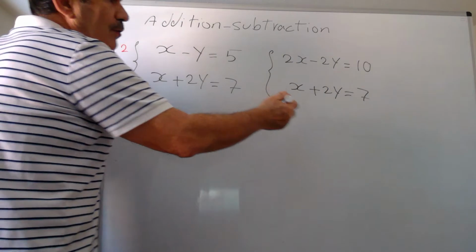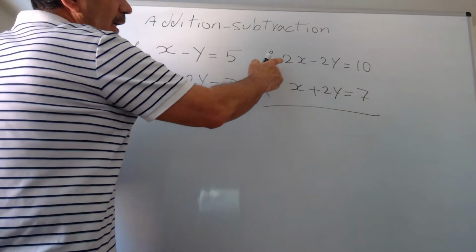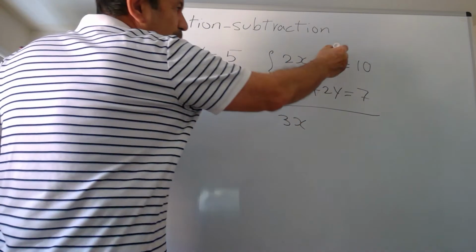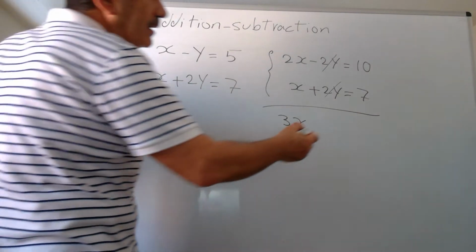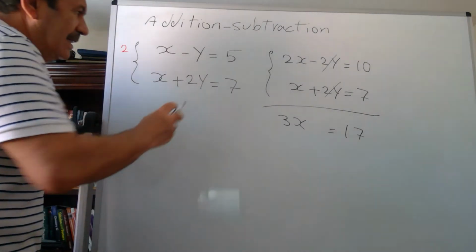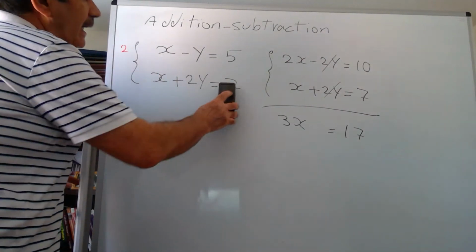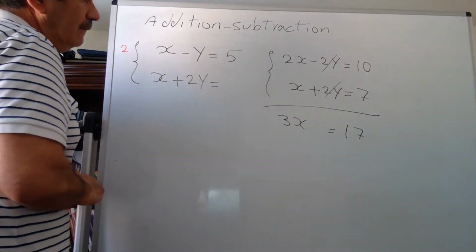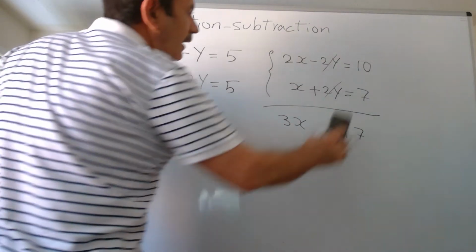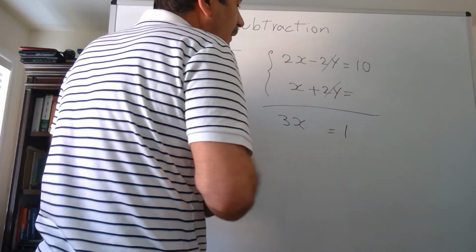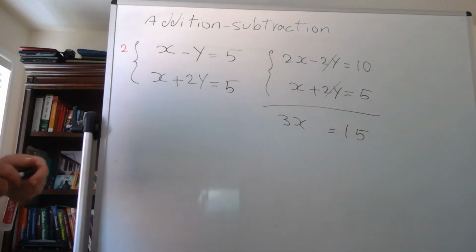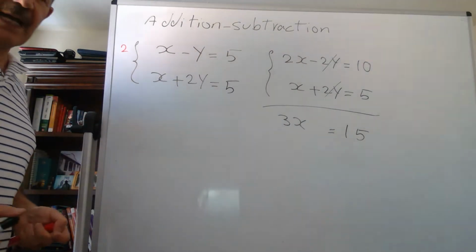Now if I add both sides of this equation, 2x plus x is going to be 3x. Negative 2y and positive 2y cancel each other, and 10 plus 7 is going to be 17. Let me just change this one to 5 because I don't want to end up with a fraction or decimal number. I want to make it easier. Let's change this one to 5. Then this one is going to be 5 and this one is going to be 50. I just want to avoid involving a fraction or decimal.